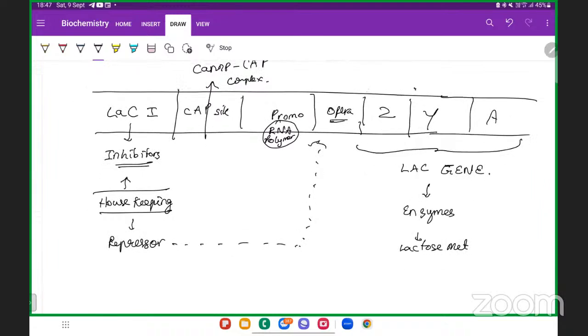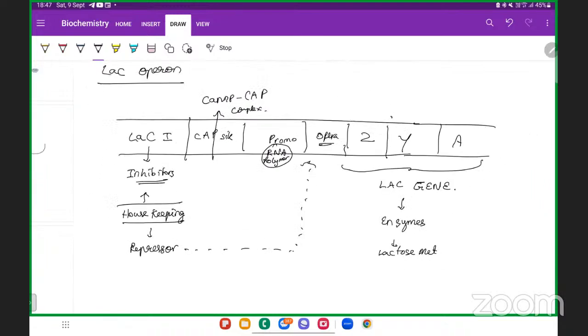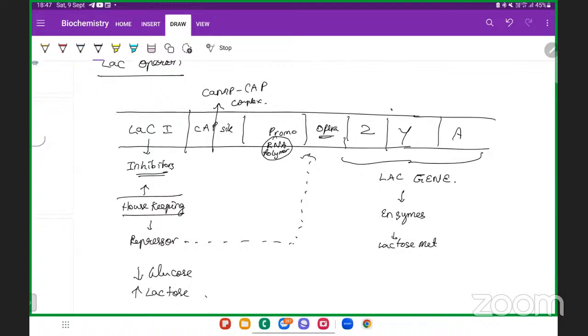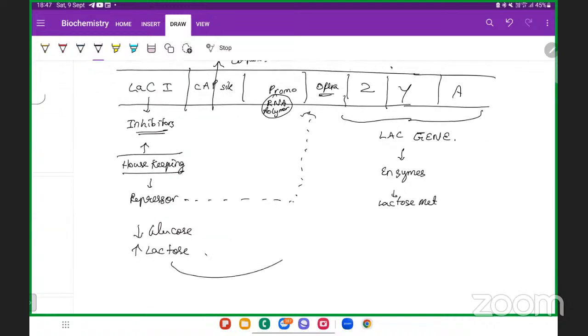For example, in a muscle, you do severe exercise. At that point of time, what happens? You will not have glucose, you have lactose. In a similar way in E. coli, in your lac operon, there will be reduced glucose and increased lactose. When there is more lactose available, this lactose goes and directly binds to the operon site and asks it to start the transcription.